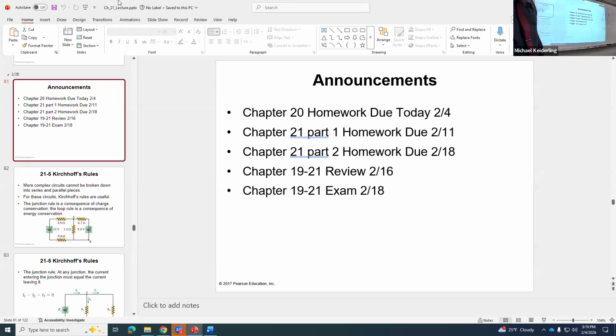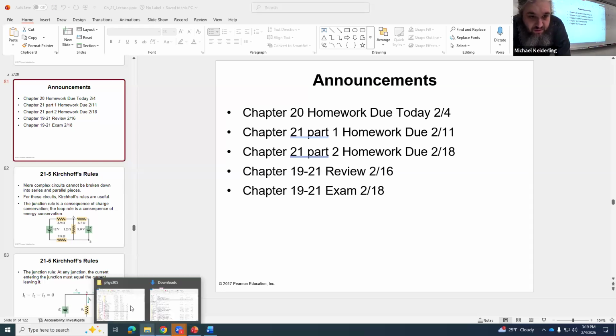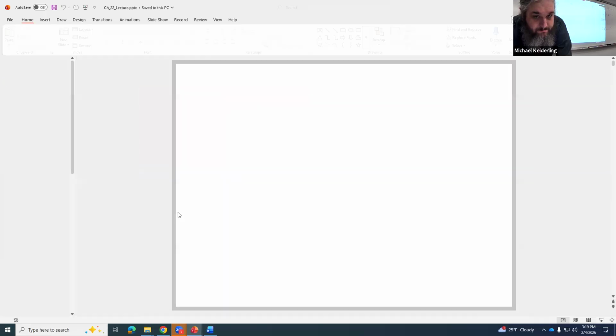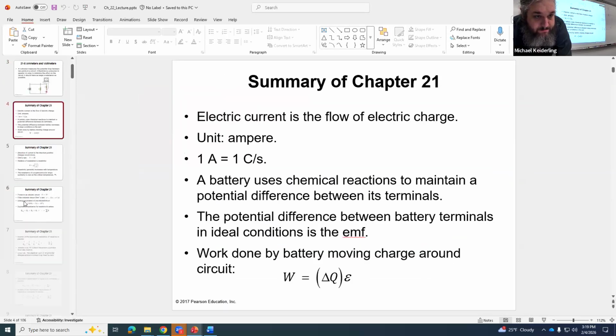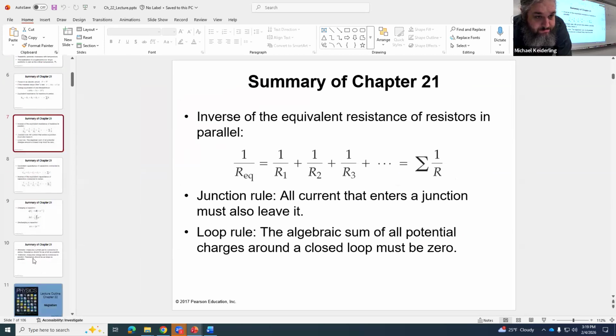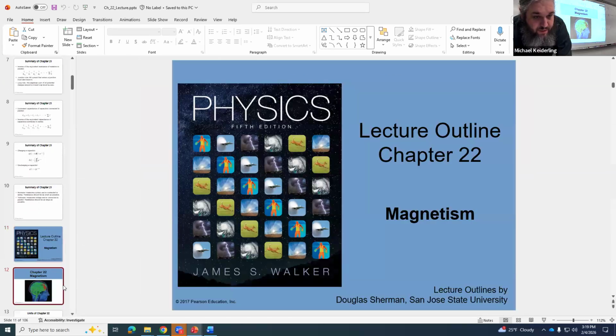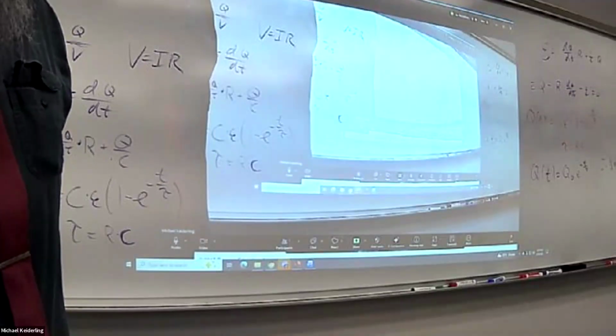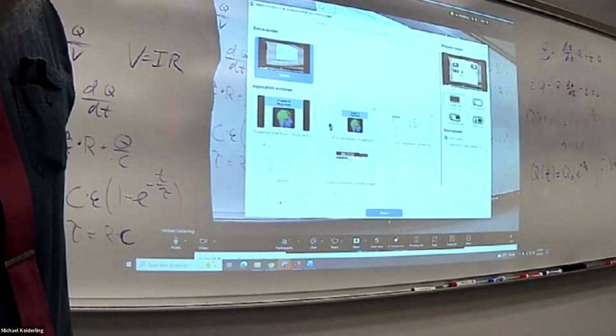So that's the end of chapter 21. Let's start chapter 22. Chapter 22 is about magnetism. We covered electricity and moving electricity, and now I will cover a little bit about magnetism.